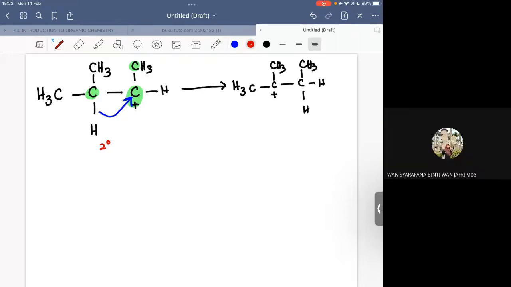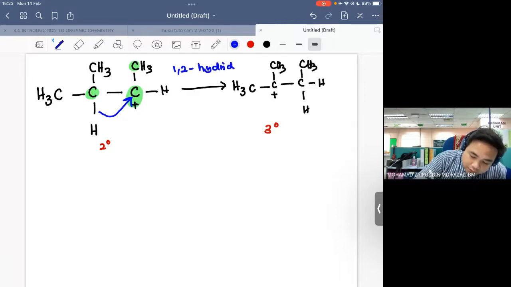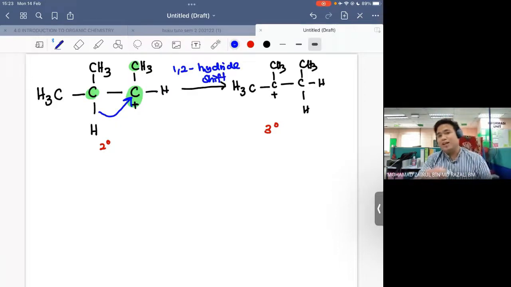So if you look, what class of carbocation does it produce? Yes, correct. It will produce a tertiary carbocation which is more stable. That is the special carbocation. So here we moved the hydrogen. When we rearrange the hydrogen, the rearrangement is called a 1,2 hydride shift. Okay, don't worry yet. We will cover it in more detail when we study the mechanisms. I just want to show this.